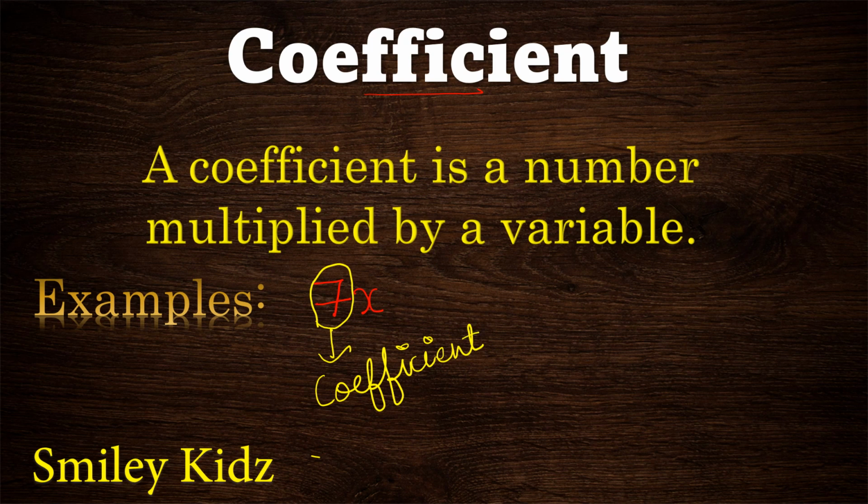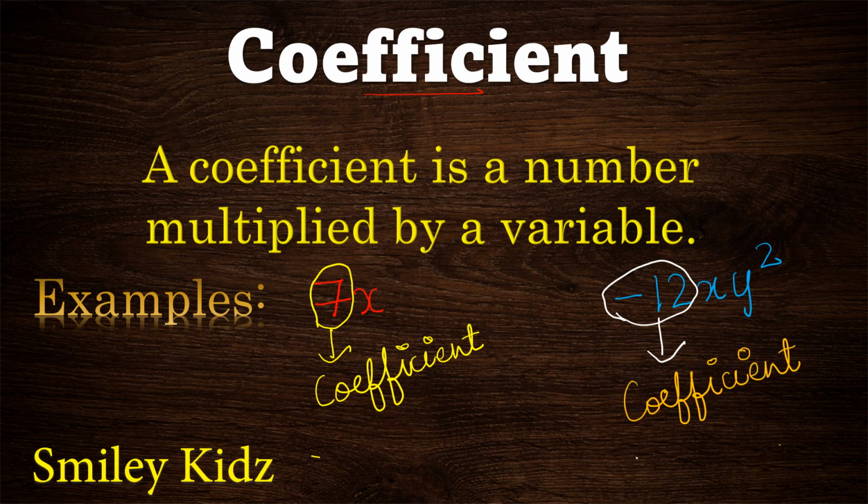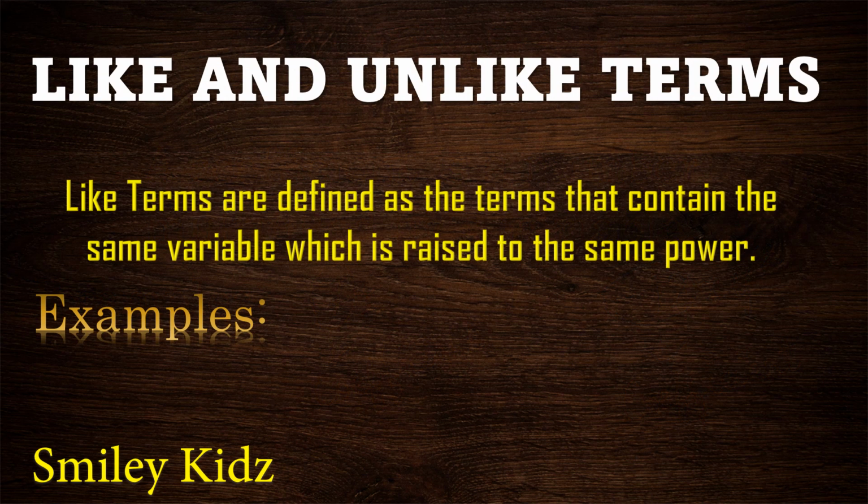Let's take another example. Let's say I have minus 12xy square. In this term, what is the coefficient? It is the number. Here the number is minus 12. So here in this term, minus 12 is the coefficient. Let's move ahead and learn about like and unlike terms.